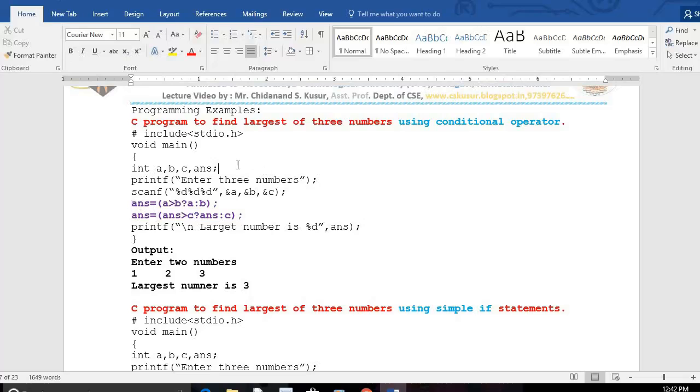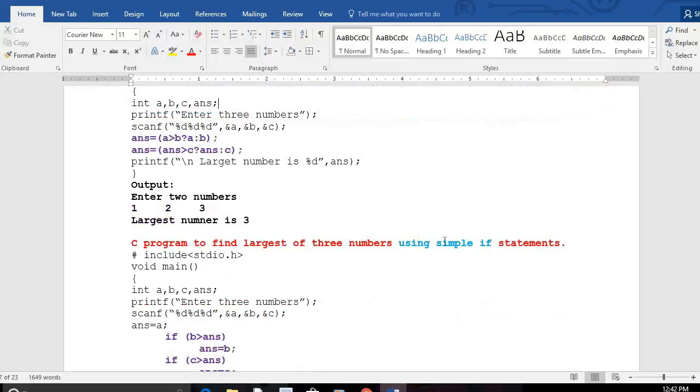I explain slowly. A, B, C variables. Answer is also empty. Enter three numbers, 1, 2, 3. 1 is greater than 2? No. 2 will be given back. Answer is having 2. Next, 2 is greater than 3? No. It returns 3. Where does it store 3? In answer only. Previously answer was 2, but it is overwritten by 3. Largest number is 3. You may enter any values. We get correct results.